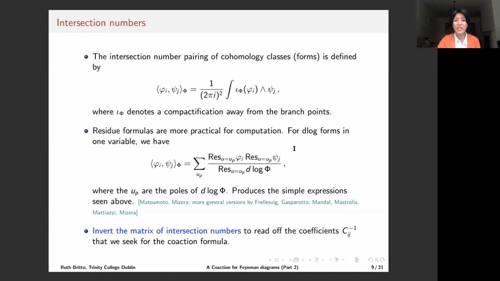And so in particular for d-log forms in one variable, we have this nice simple formula where really you just have to read off the residues appearing in these functions. So once we've done that, read off the residues, then we can just invert the matrix of cohomology intersection numbers and read off these coefficients and find the coaction formula that we're looking for.